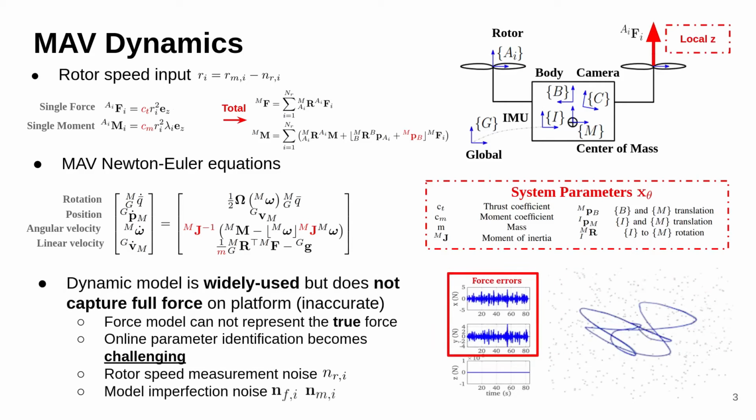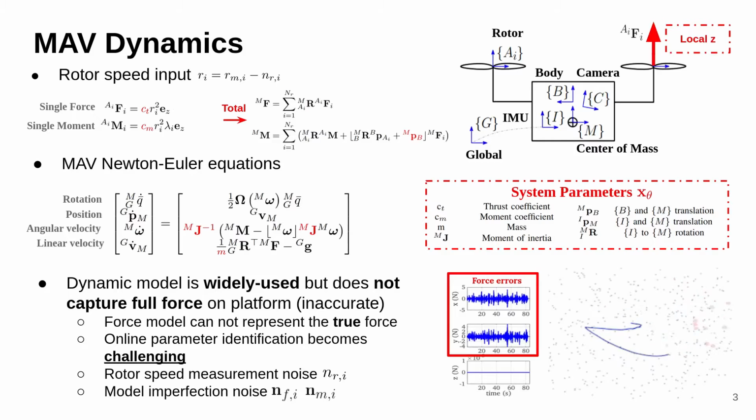This dynamic model is well known and commonly used in many control tasks, but it's a simplified model and is not perfect. As we only model the force along the local z direction, it cannot represent the true force when the joint is rotating. This will further challenge the online parameter ID.